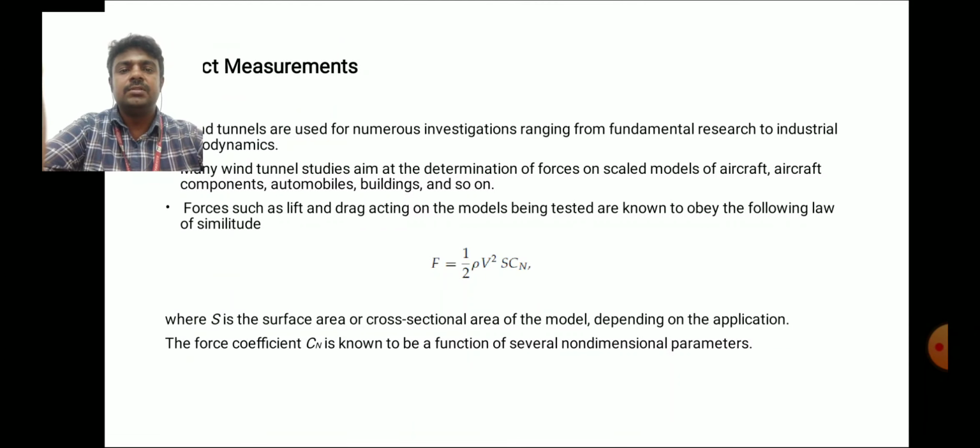So, by using this wind tunnel, we are able to calculate the lift and drag forces for the scaled models. By using the law of similitude, which is F equals half rho v squared S Cn, we can find out the force coefficient. Here in this formula, rho is the density of air, v is the velocity, S is the surface area or cross-sectional area, and Cn is the force coefficient.